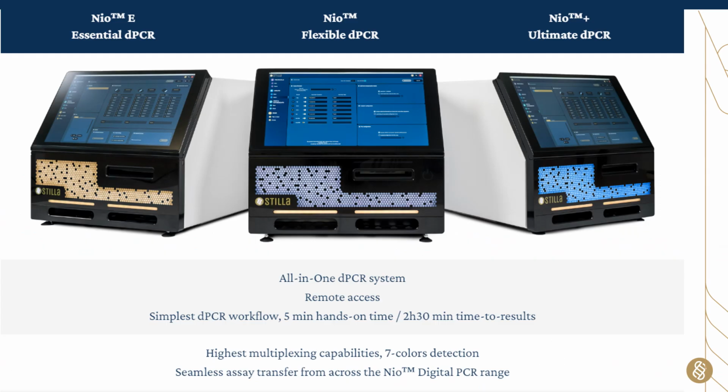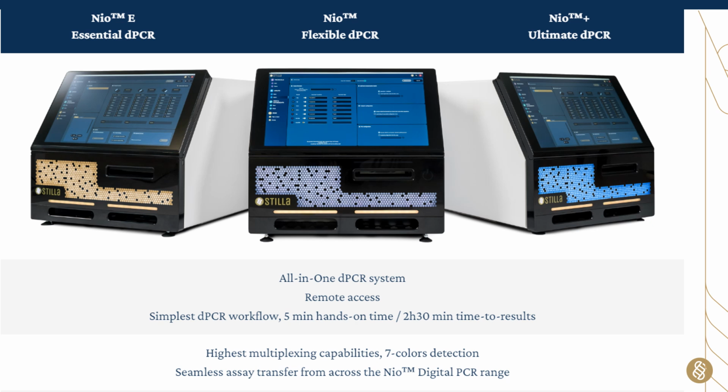What are the different systems that are available in the Neo range? We have the Neo E or Essential Digital PCR. We have the Neo, which is the mid-range version, and then the Neo Plus, which is the ultimate digital PCR automation platform. All of these are an all-in-one digital PCR system, which simplifies the workflow and allows you just 5 minutes hands-on time to prepare and run digital PCR assays. It all gives you the highest multiplexing capabilities of 7 specific colors, and you can also transfer assays seamlessly across these different platforms as your needs change over time.